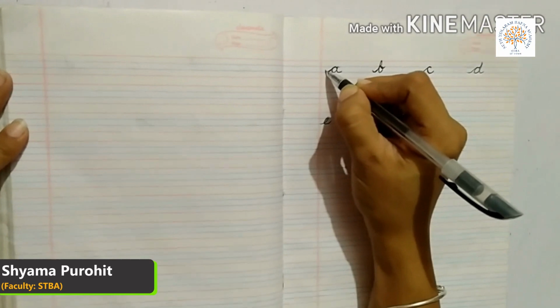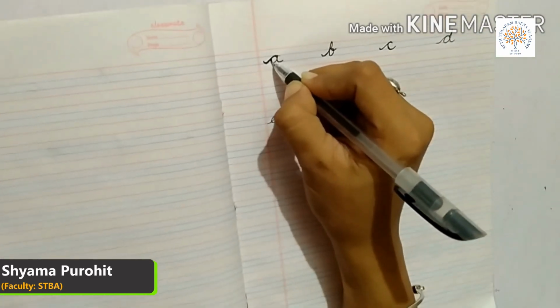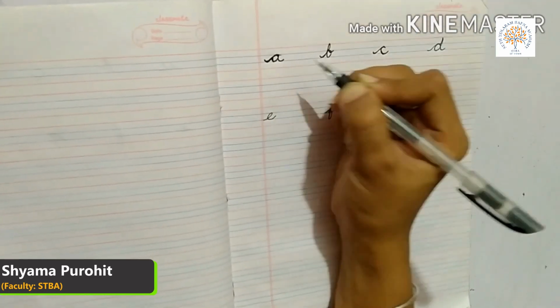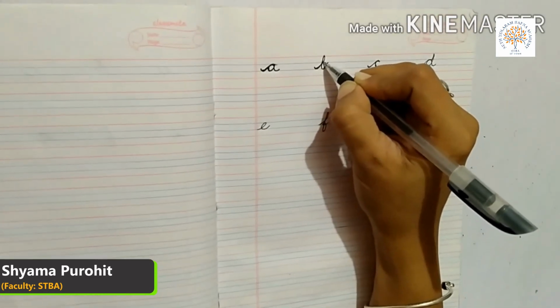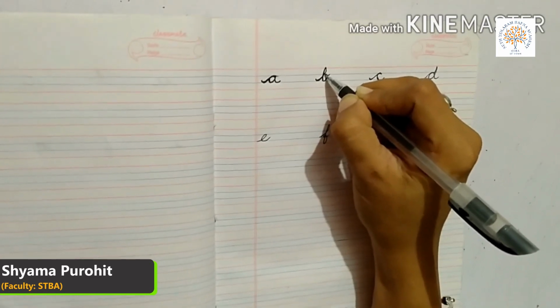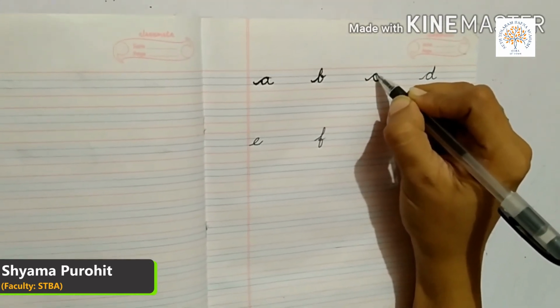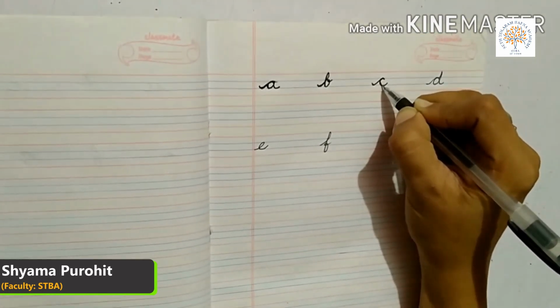So start from the third line. Go up to the second line, come down to the third line, give a little curve, A. Start from the third line, go up to the fourth line, come down to the third line, give a fold, B. Start from the third line, go up to the second line, come down to the third line, give a curve, C.